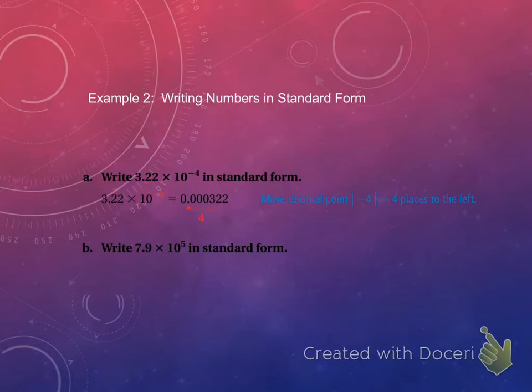Now, if we're looking at B here, 7.9 times 10 to the 5th, to write that in standard form, you're looking at the fact that the exponent is positive. Remember, when the exponent is positive, we're going to move the decimal point to the right 5 times, because it tells us right there how many times to move it. So 7.9, you take that decimal point that was right there between the 7 and the 9, and you're going to move it 1, 2, 3, 4, 5 spots, so it's down here at the end. Right there is where your decimal point's now going to be.